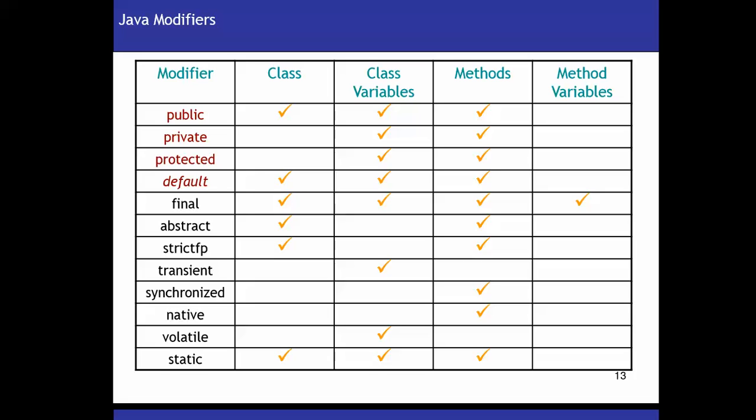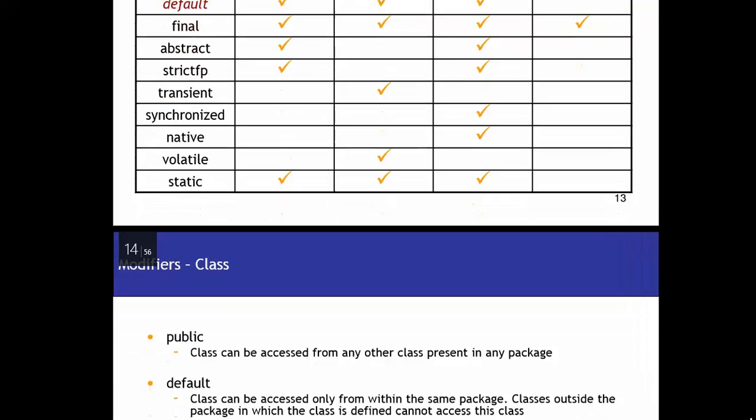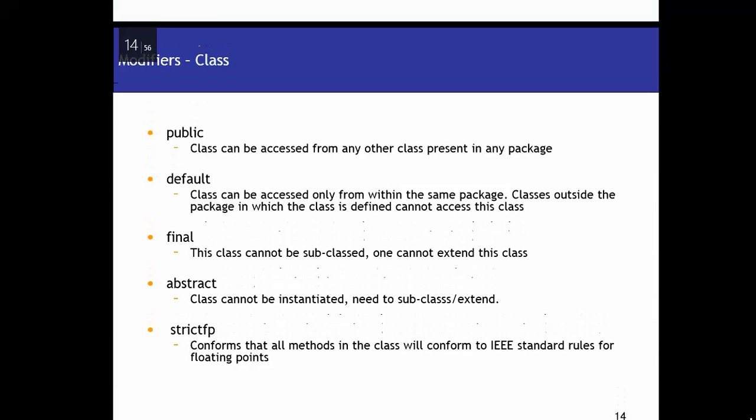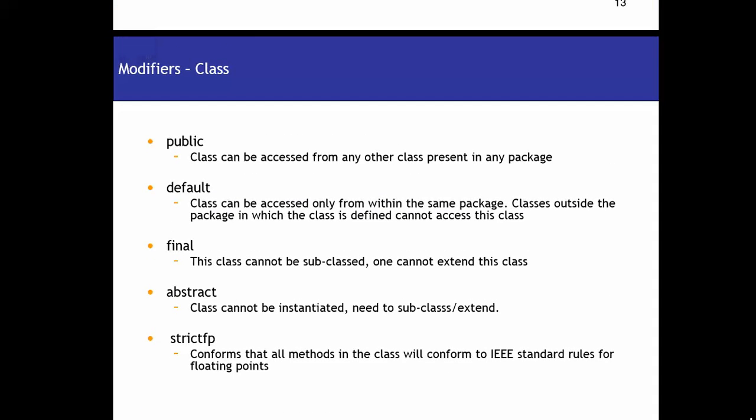And transient, synchronized, native and volatile, and private and protected, we don't use in a class. So let us discuss modifiers for a class. Modifiers for a class are public, default, final, abstract, strictfp and static. Okay, see here, that is what I told. Modifiers for a class are public, default, final, abstract and strictfp.